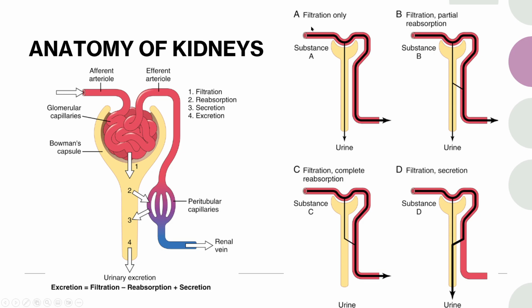The first scenario, A, is only filtration. The filtrate comes out and goes straight to urine. B is filtration and partial reabsorption, so it comes out and then a bit comes back in. C is filtration and complete reabsorption, so it comes out and then all goes back in. It's like 100% comes out, 100% goes in. D is you come out and then even more comes out again. So D is for drugs.